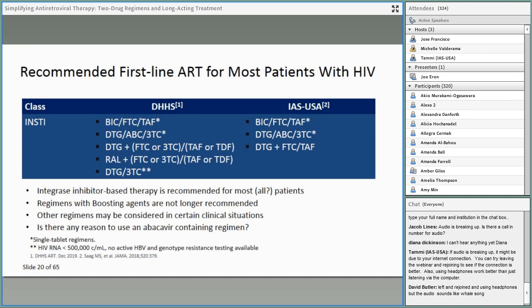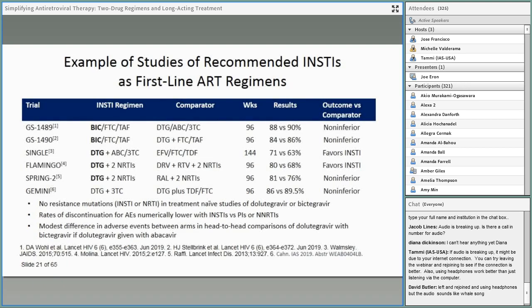Now, there are some caveats on the DHHS guidelines. It's recommended for people with HIV RNAs less than 500,000 copies at screening, so that's important. Remember that. People cannot have active hepatitis B infection, and the guidelines are recommending that a genotype resistance test be available prior to starting. The IAS-USA guidelines don't include Dolutegravir 3TC yet, but as people probably know, the guidelines are published every 2 years from IAS-USA, and I'm quite confident that we'll be discussing Dolutegravir 3TC as part of our IAS-USA guidelines coming up. And I don't know whether they'll reach preferred status or recommended status, but they certainly will be discussed extensively, that combination.